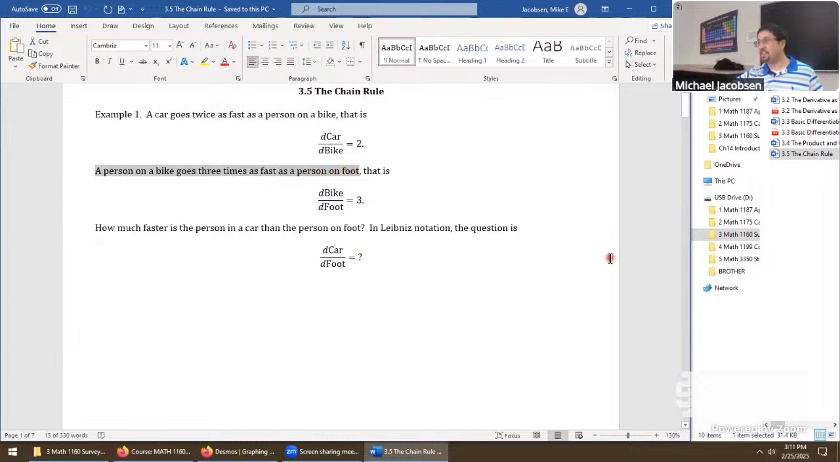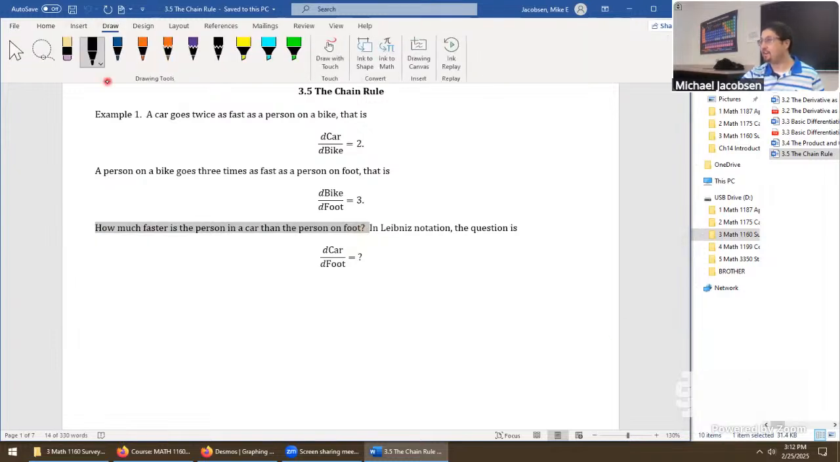Then there's another level to this. What about the person on a bike and a person on foot? A person on a bike, or think the same person, goes 3 times as fast as the person on foot. So we say it this way: the rate of change of the person on the bike with respect to the person on foot is 3. So there's an extra level here, but the overall question is, how much faster is a person in a car than a person on foot?